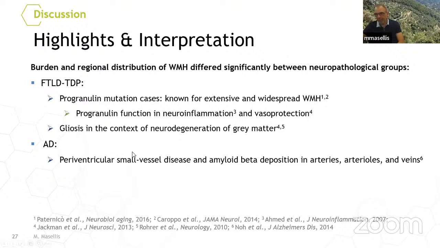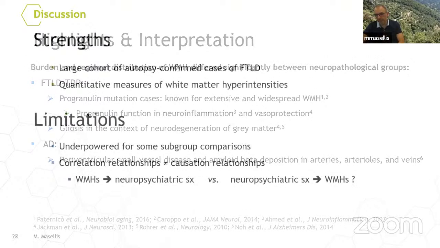In terms of Alzheimer's disease, we saw the periventricular small vessel disease and some amyloid beta deposition in arteries, arterioles, and veins, which may be contributing to the white matter hyperintensity. So more of a true vascular cause.